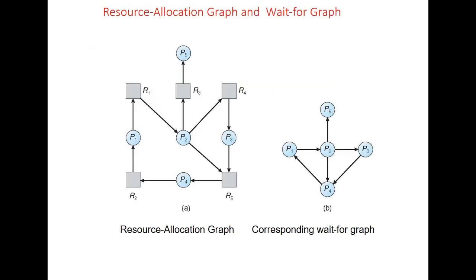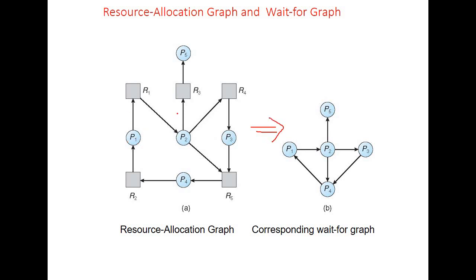One more example for a resource allocation graph. Here on the left hand side, it is a resource allocation graph. It shows the allocation of the resources to the processes and the requests of the processes to resources. That connectivity is shown in the resource allocation graph. We can eliminate the resources in this graph to convert it into a wait-for graph.